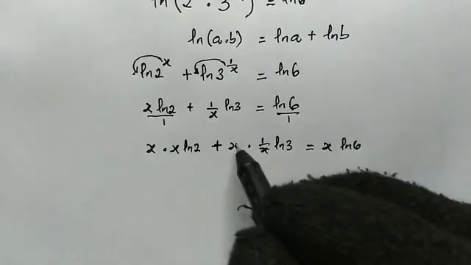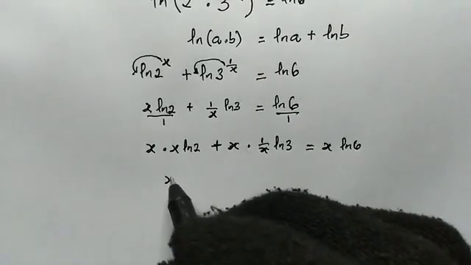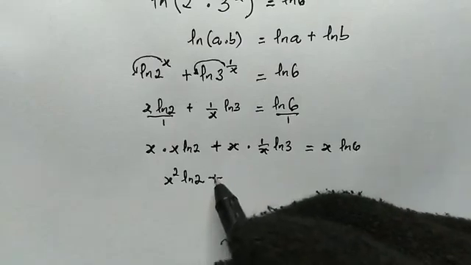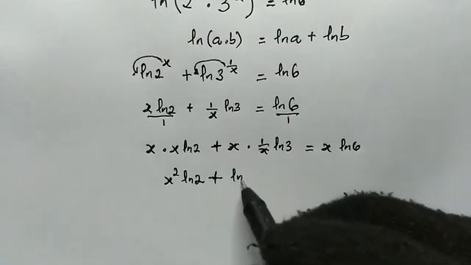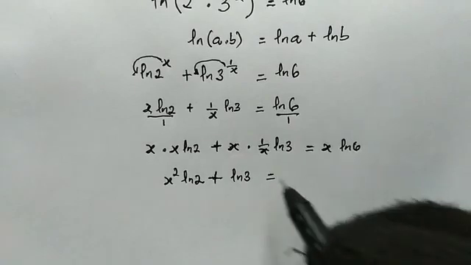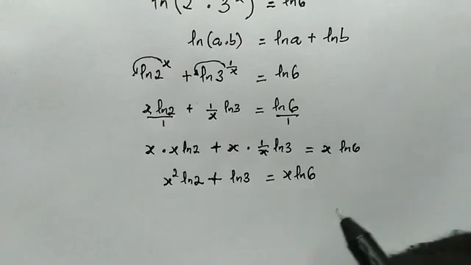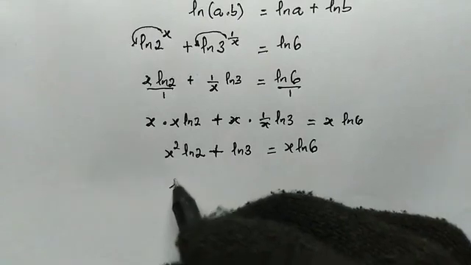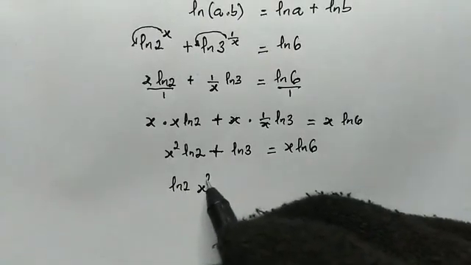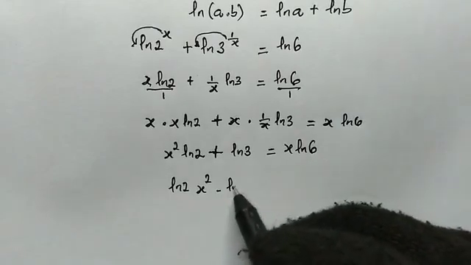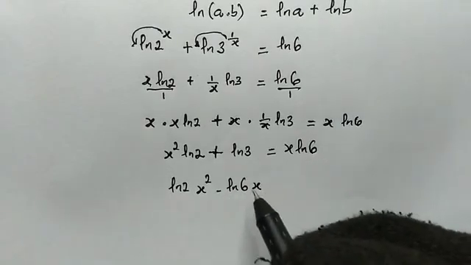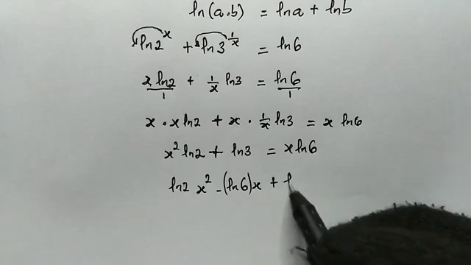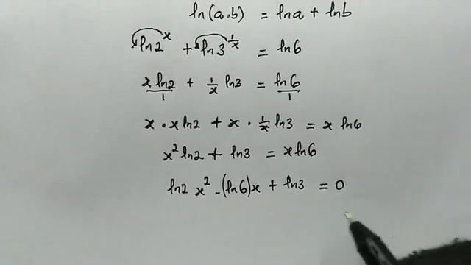From here we have nice cancellation, right? And from here we have x squared multiplied by the natural log of 2 plus the natural log of 3, right? Then this is equal to x multiplied by the natural log of 6. Let's move this term to the left. So that will become, here we have the natural log of 2 times x squared. Then here minus natural log of 6 times x, right? Then here we have plus the natural log of 3. Then this is equal to 0.